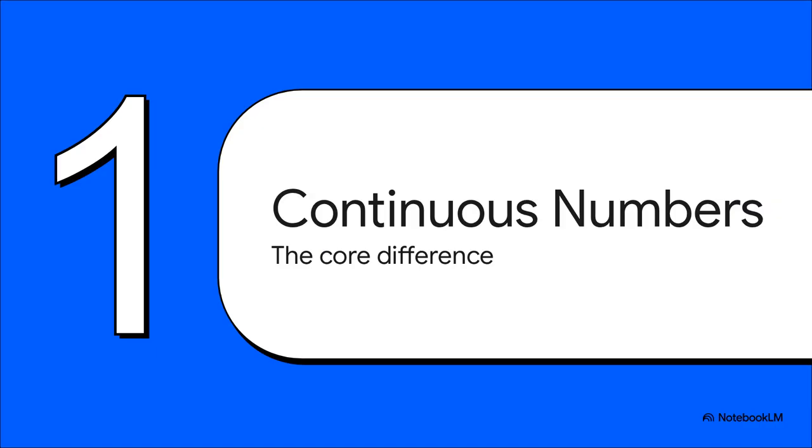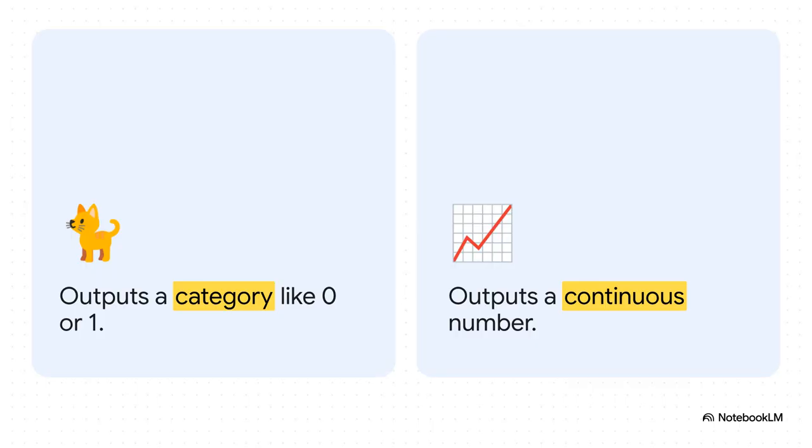All right, let's kick things off with the continuous number problem. To begin our live build, we really need to understand why regression is a fundamentally different beast from what we've been doing so far. Before we even think about formulas, we have to grasp this conceptual pivot. So far, our network has been answering simple yes or no questions. Is this a cat? Is this a dog? That's classification. But today, the network has to answer how much questions.